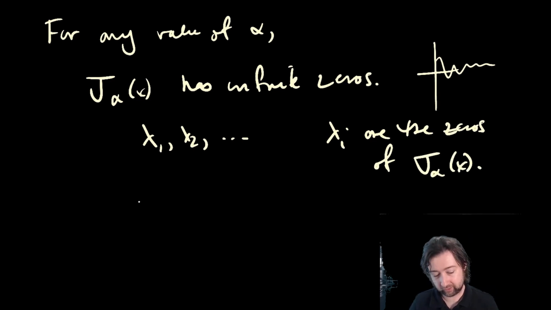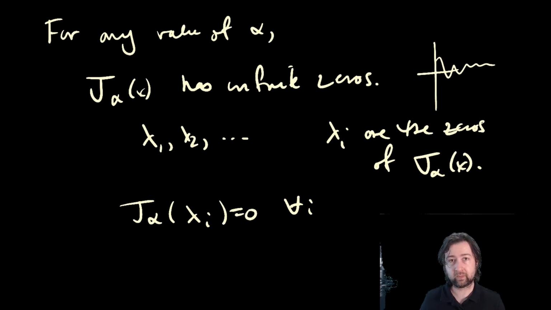So what do I mean? I mean J alpha of lambda i is equal to 0 for all i. And those zeros are specific to the parameter alpha. So in many contexts, you'll see these lambdas tagged with another letter to let you know that they are the zeros specifically for the function J alpha. So you might see something like lambda 1 alpha to say those are the zeros that go with the Bessel function of order alpha.